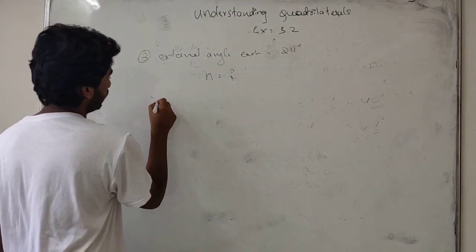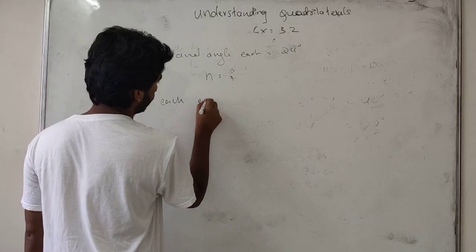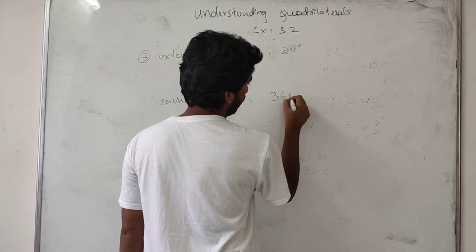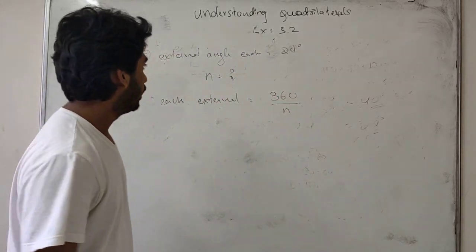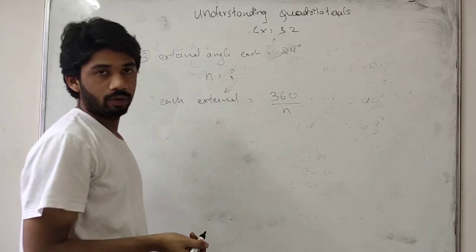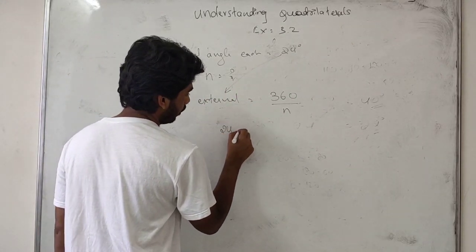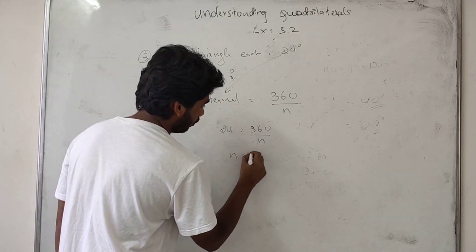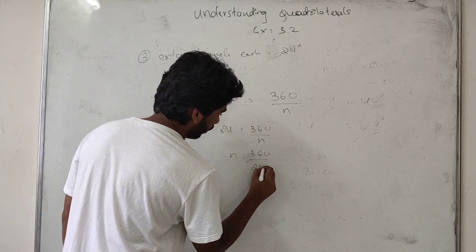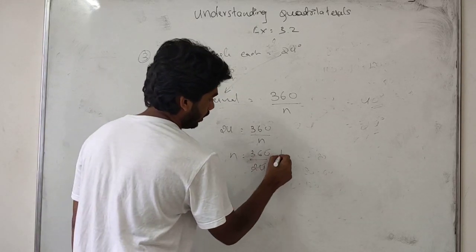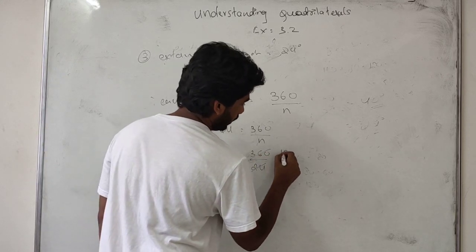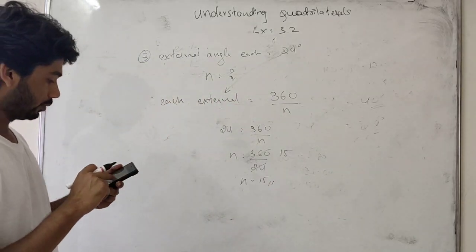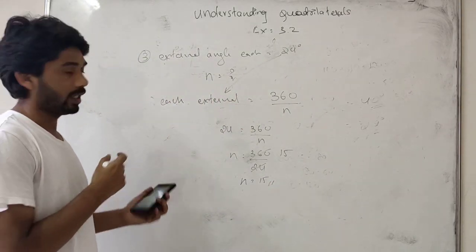You know that the formula for each external angle is 360 divided by n. In this one, each external angle is given as 24. So let us substitute it. 24 is equal to 360 divided by n. So n is equal to 360 divided by 24. 24 times 15 is 360. So n is equal to 15. There are 15 sides for this one.